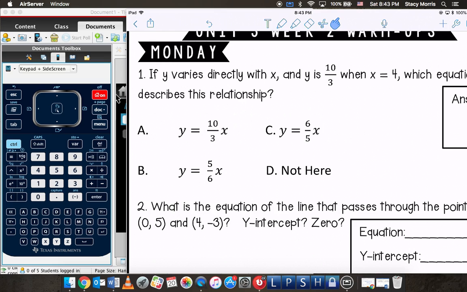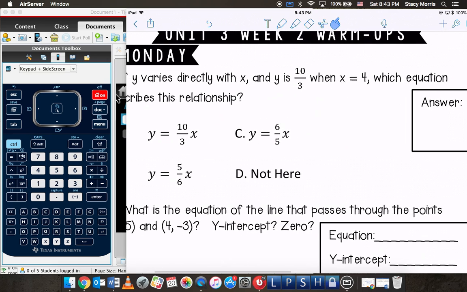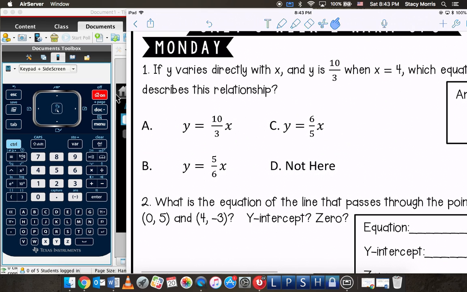Okay, so starting with number 1 for Monday, it says, if y varies directly with x and y is 10 thirds when x equals 4, which equation describes this relationship?